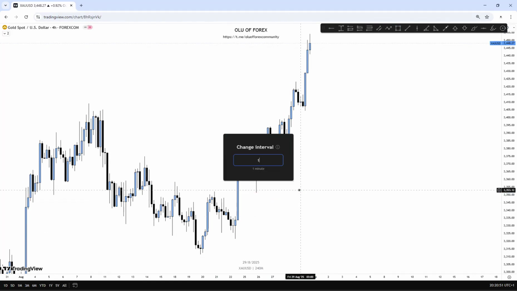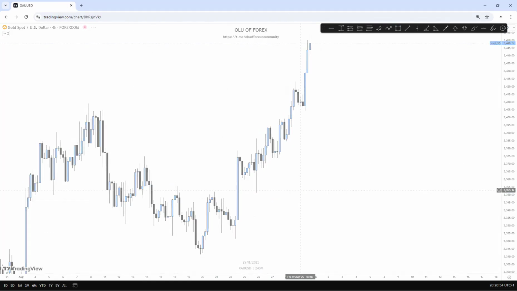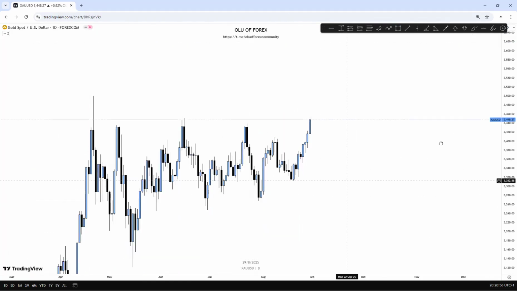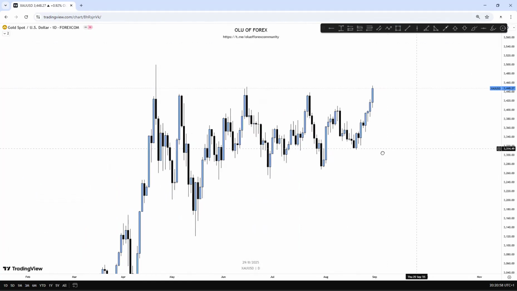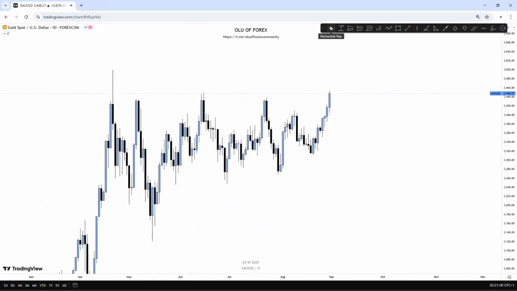So then let's just go straight to the week's review. What am I looking at for this week? Now, on the daily time frame, what I see is an ascending triangle, in which price is compressing with higher lows against the resistance. Let me show you the ascending triangle.